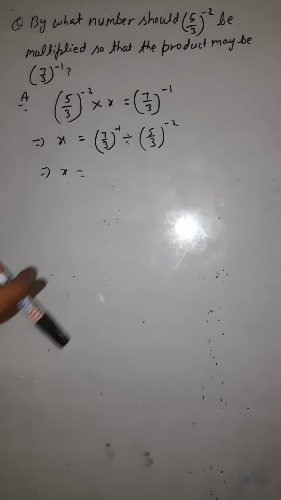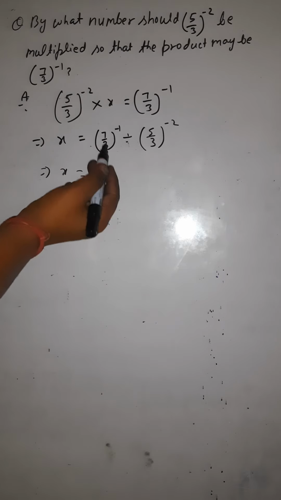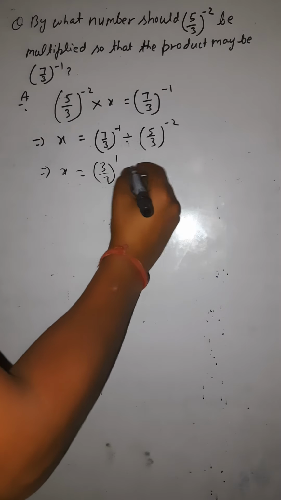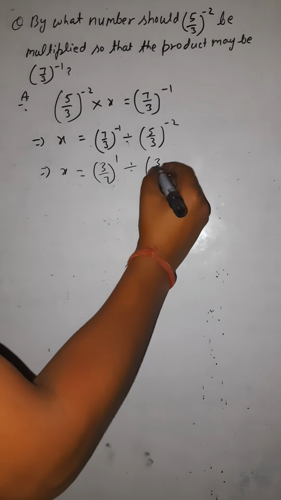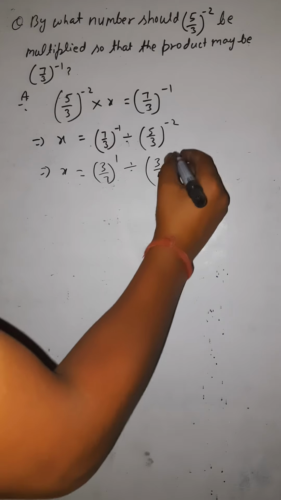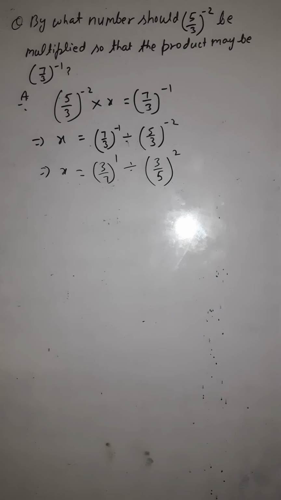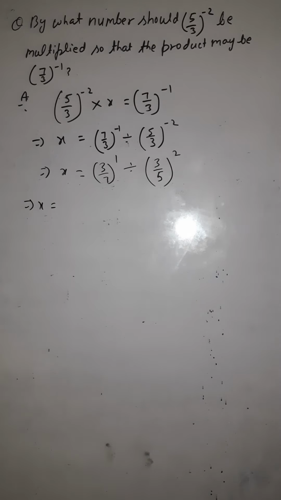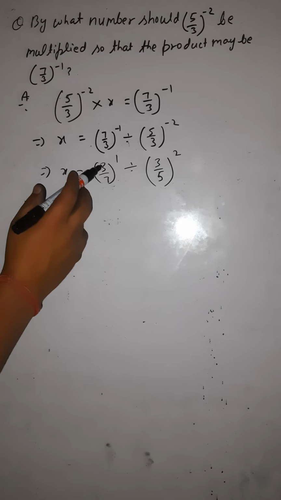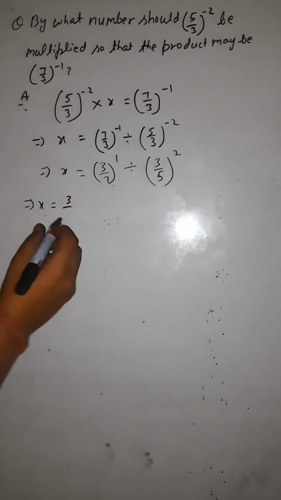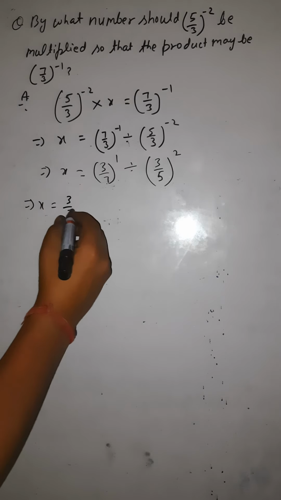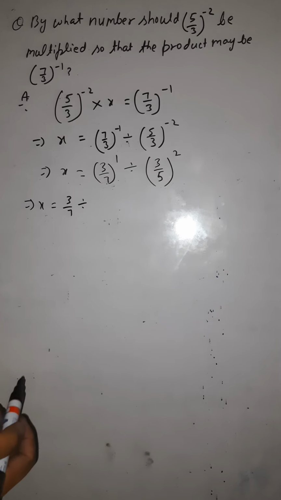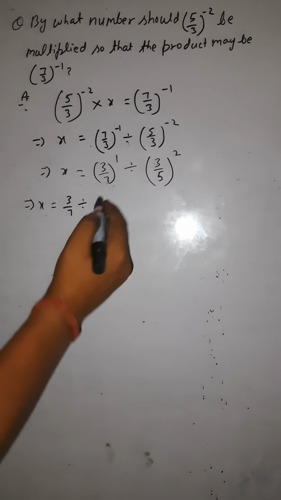Make these exponents positive first. So, I would write this as 3 by 7 whole raised to the power plus 1. Similarly, I would write this as 3 by 5 whole raised to the power plus 2. Getting? Very good. So, I would write x will be equal to how much now? 3 by 7 raised to the power 1 means 3 you write one time, means 3; 7 also you write one time, means 7. And this is to be divided by 3 you have to write 2 times.